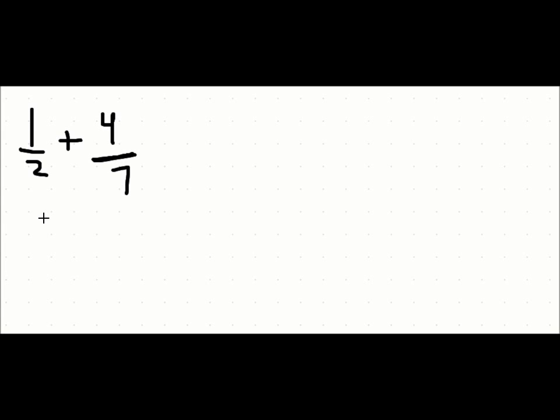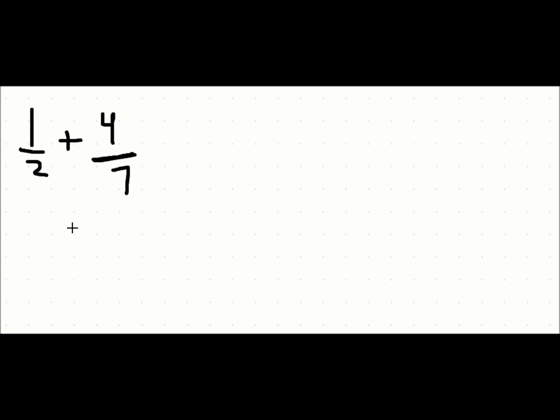Today we're going to talk about how to add simple fractional numbers. I know usually people are good at adding whole numbers, but when it comes down to fractional numbers, people get a little bit hesitant about it. So the way to solve this type of problem is to come up with a common denominator.